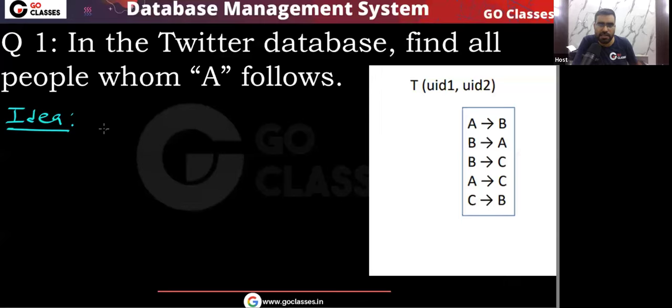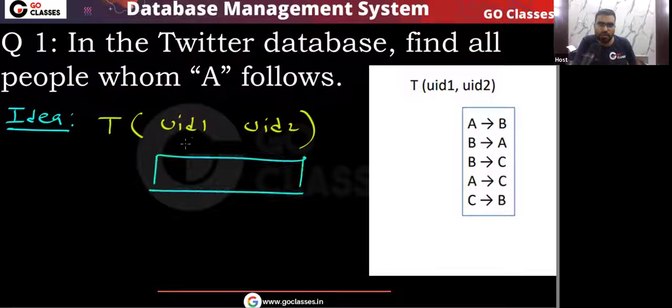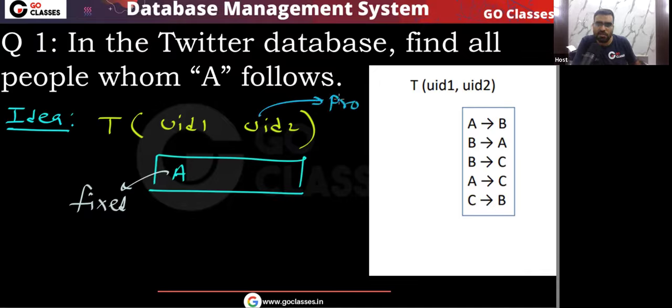So what is the idea? The idea is very simple. In this table T, where you have UID1 and UID2, basically we want those whom A is following. Means we want that this UID1 should be A. Agree? This should be fixed, this should be A. And finally, this is what we want in the output. Do you agree with me? This is what we want to project. Is this clear? Please tell me.